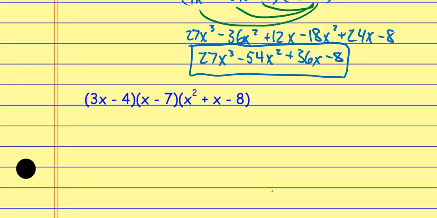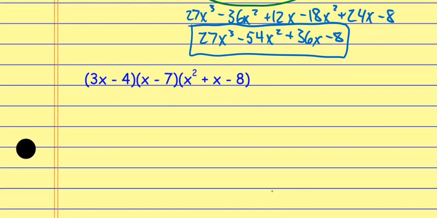If I look at something like this guy, I have three polynomials being multiplied, all right? And so I'm going to start with the two binomials. I'm going to combine those. So I'm ignoring that trinomial at the end. I'm going to distribute here. So I'm going to distribute the 3x and distribute the negative 4. Okay? Once again, I'm going to try to do this step in my head. So 3x times x is a 3x squared.